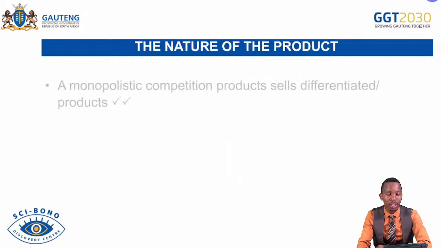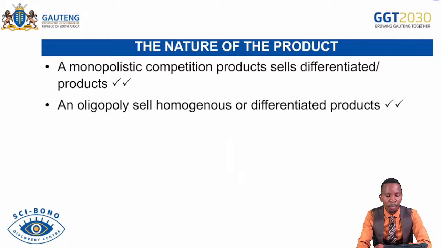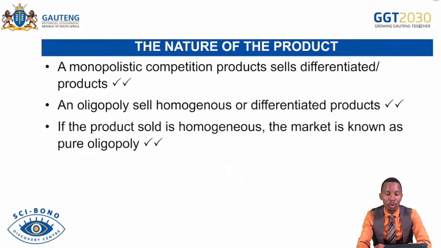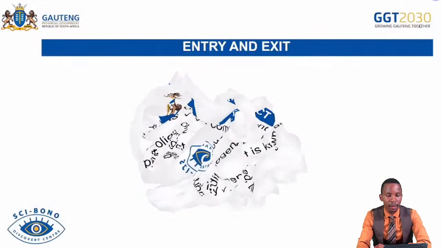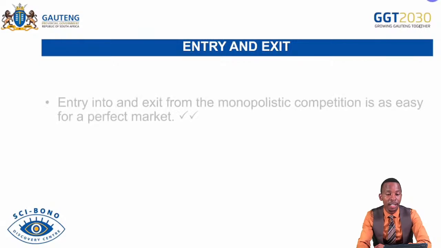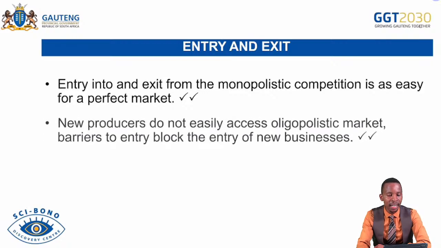The nature of product produced. Remember, we said products produced under the oligopoly can be homogeneous or differentiated, but the ones for the monopolistic are differentiated. An oligopoly sells homogeneous or differentiated products. Homogeneous products are sold by a pure oligopoly, and differentiated products are sold by what we call a differentiated oligopoly. And then entry and exit. Under the monopolistic, market entry is completely free to new entrants, while under the oligopoly, market entry is slightly blocked. It's not free. There are some barriers to entry that exist.